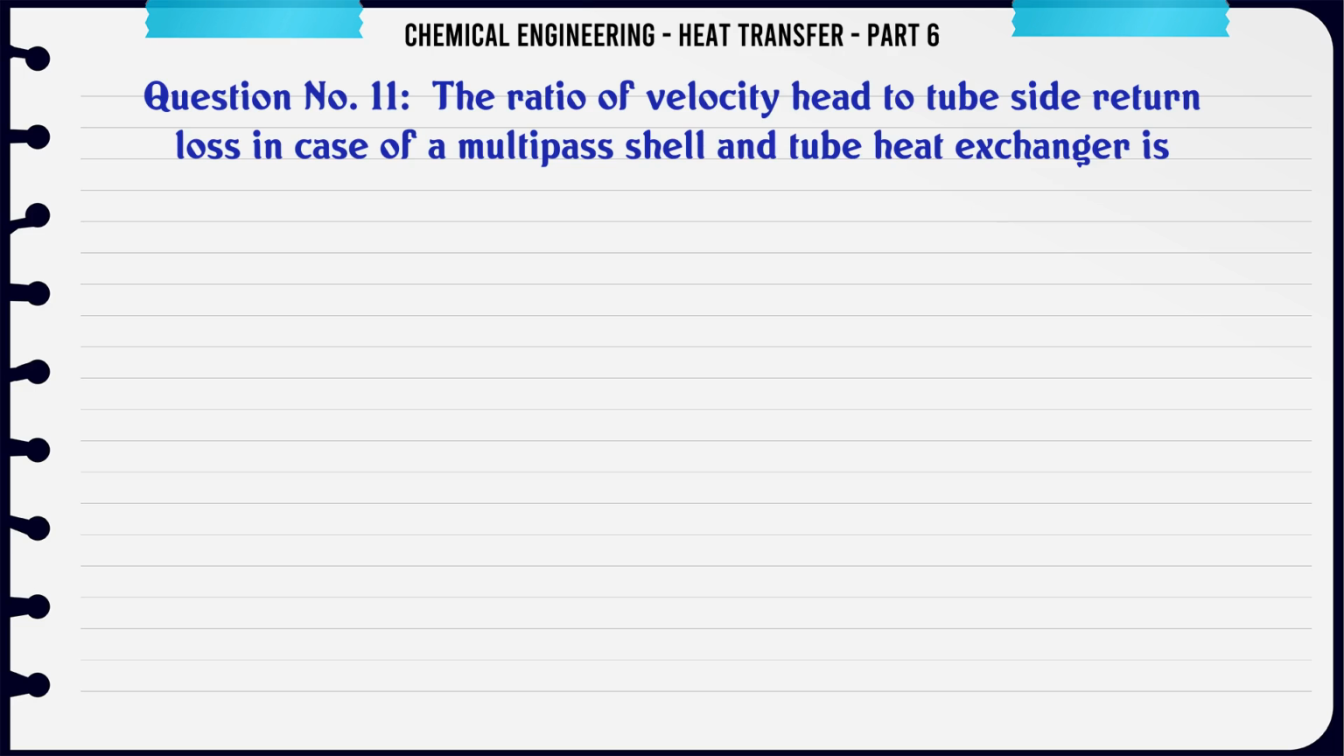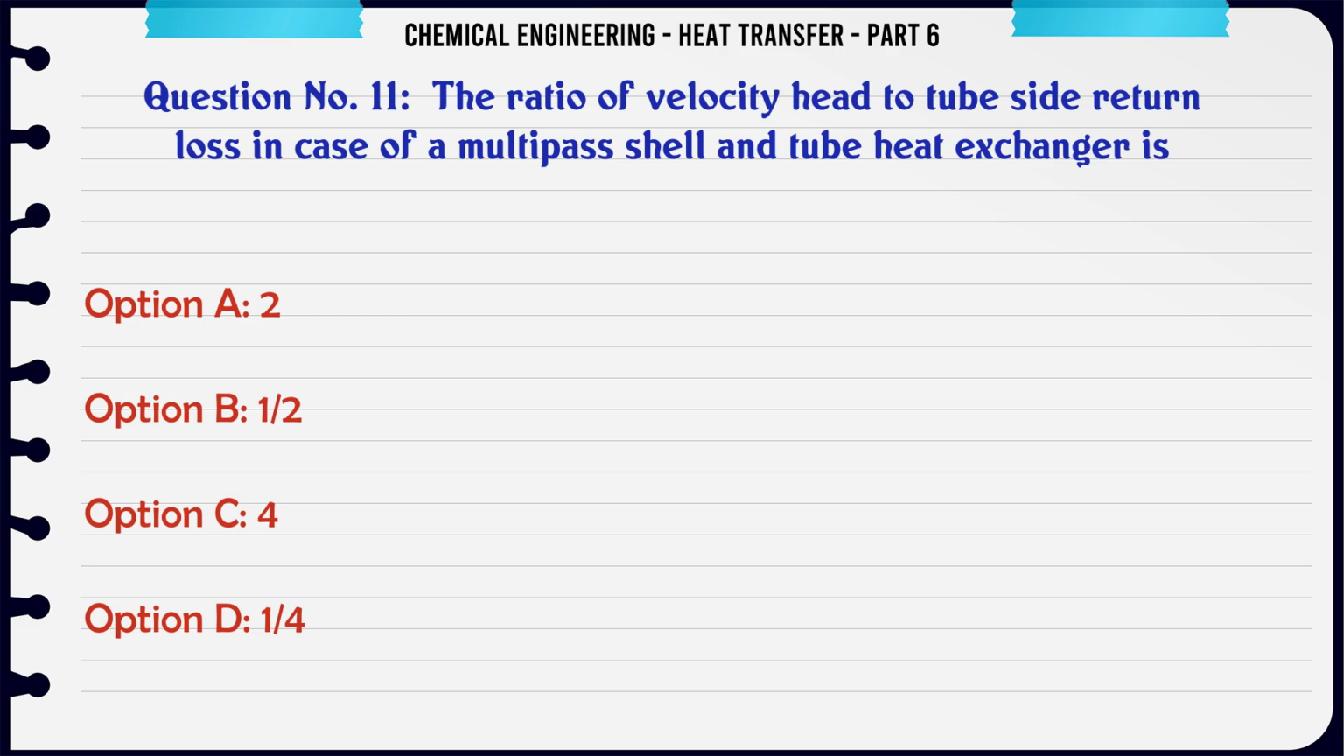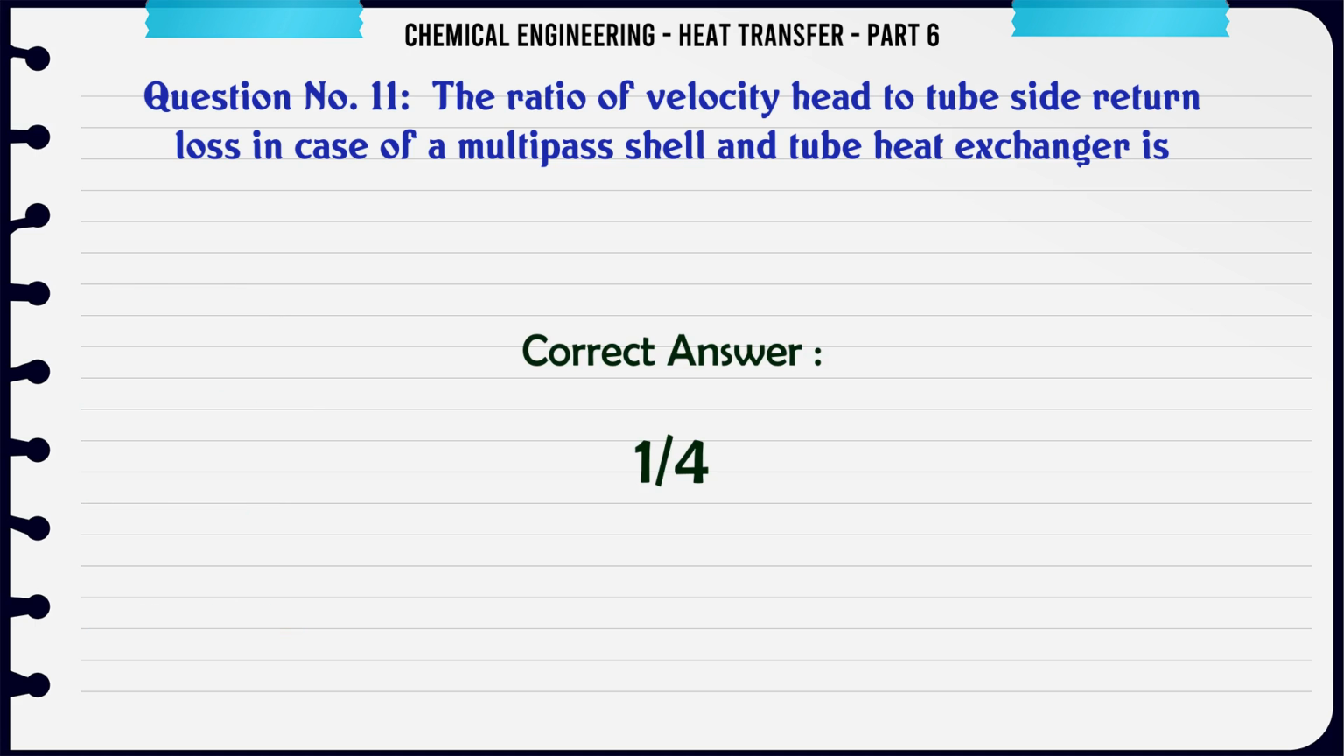The ratio of velocity head to tube side return loss in case of a multipass shell and tube heat exchanger is A. 2. B. 1:2. C. 4. D. 1:4. The correct answer is 1:4.